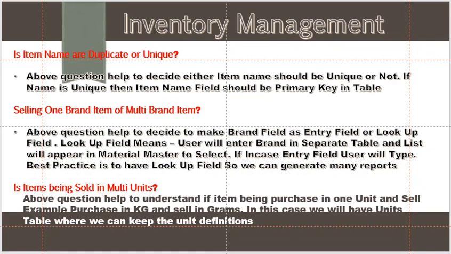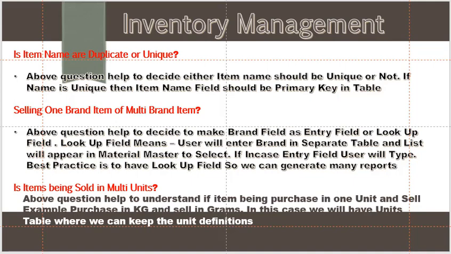The second question is, are the items duplicate or unique? This question helps us understand whether each item should be unique or not. If the name is unique, then the item field should be a primary key in the table and the item name should not be repeated. Selling one-brand or multi-brand items, I think this question was not there, so let's answer it here.